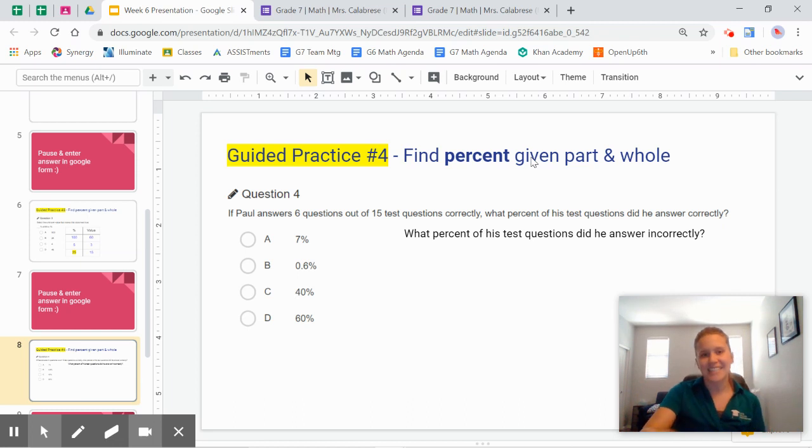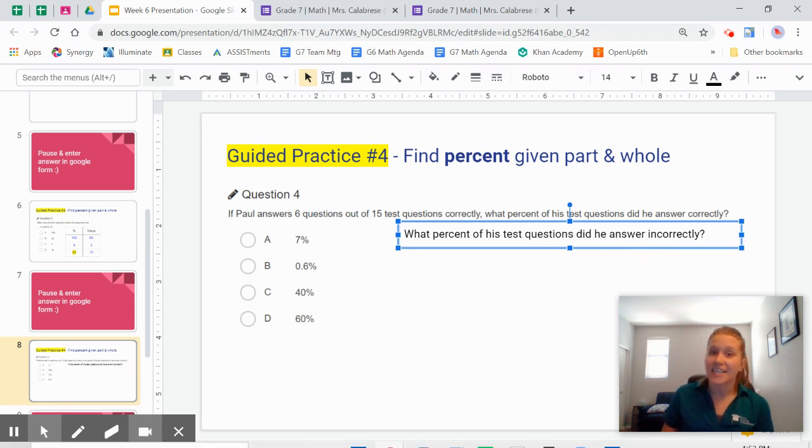find the percent. This is also a word problem or a story problem, which is why it's my favorite. If Paul answers 6 out of 15 test questions correctly, what percent of his test questions did he answer correctly? And then a bonus, what percent of his test questions did he answer incorrectly? Okay, I added this question to better prepare you for your independent practice today. These answer choices are for the first question.